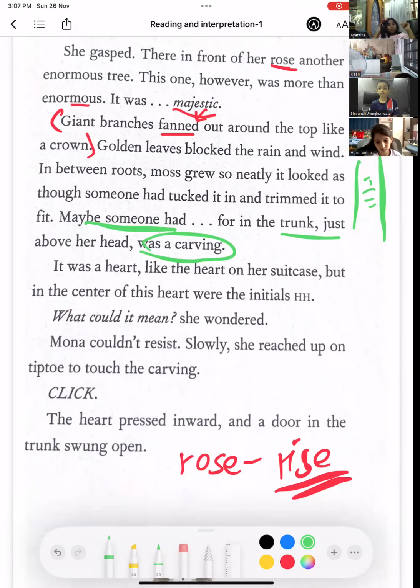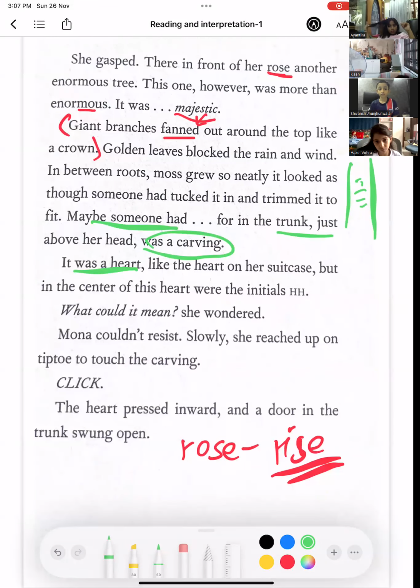It was a heart. See, as I told you, it was a heart, like the heart on her suitcase. But in the center of this heart were the initials HH. What could it mean? Now, I want to ask everybody, the answer should be in the chat box. I know it is clicking for a lot of you. What does HH mean? What could it mean, she wondered.